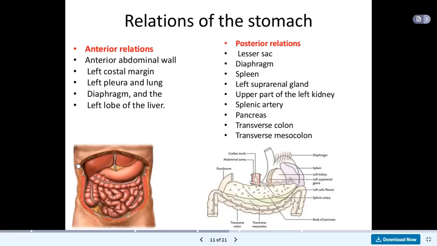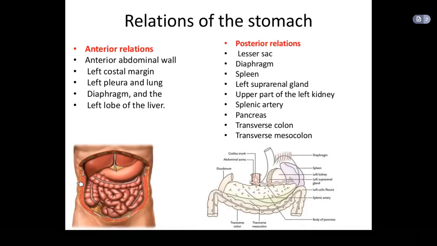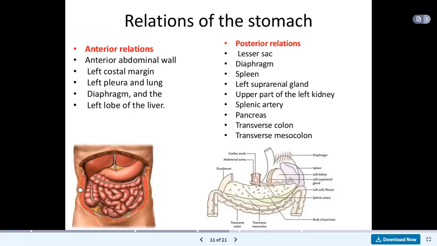Because the right kidney is very far from the stomach. The right kidney is a little bit lower than the left kidney. The left kidney is higher than the right kidney. Why? Because of the weight of the liver. The weight of the liver on the right side pushes the right kidney lower than the left kidney. So the right kidney is very far from the stomach, so it is not related to the stomach, whether anteriorly or posteriorly. The right kidney is not related to the stomach in any way.